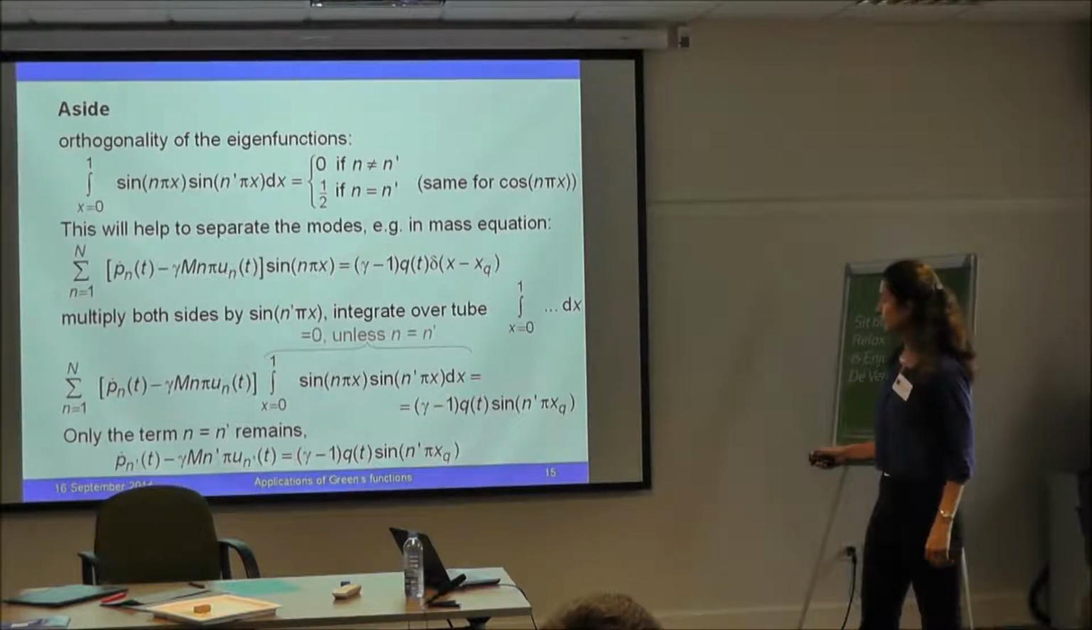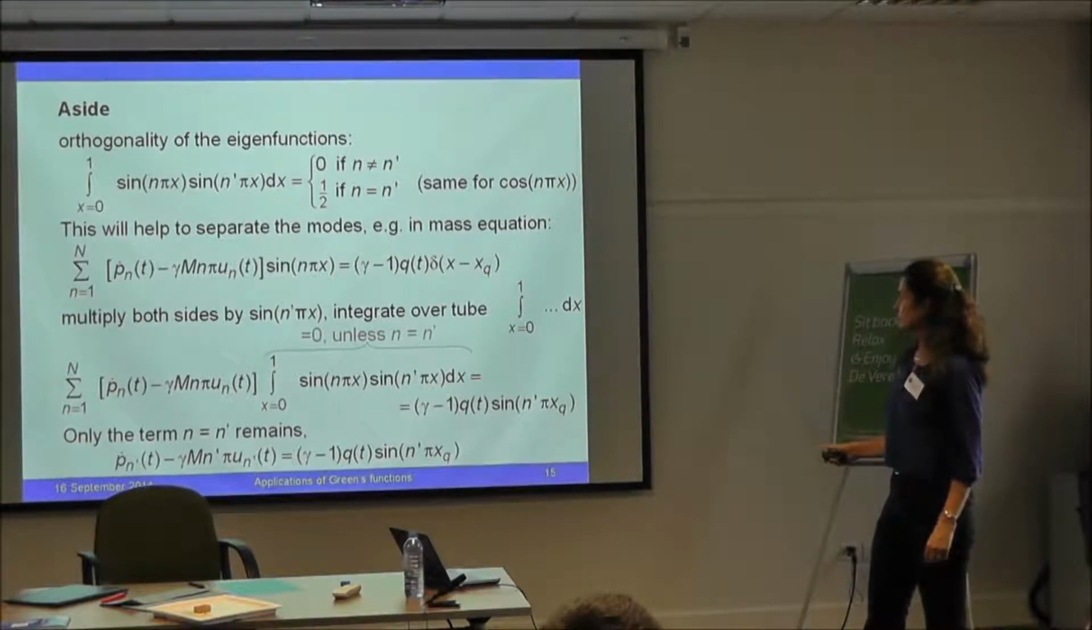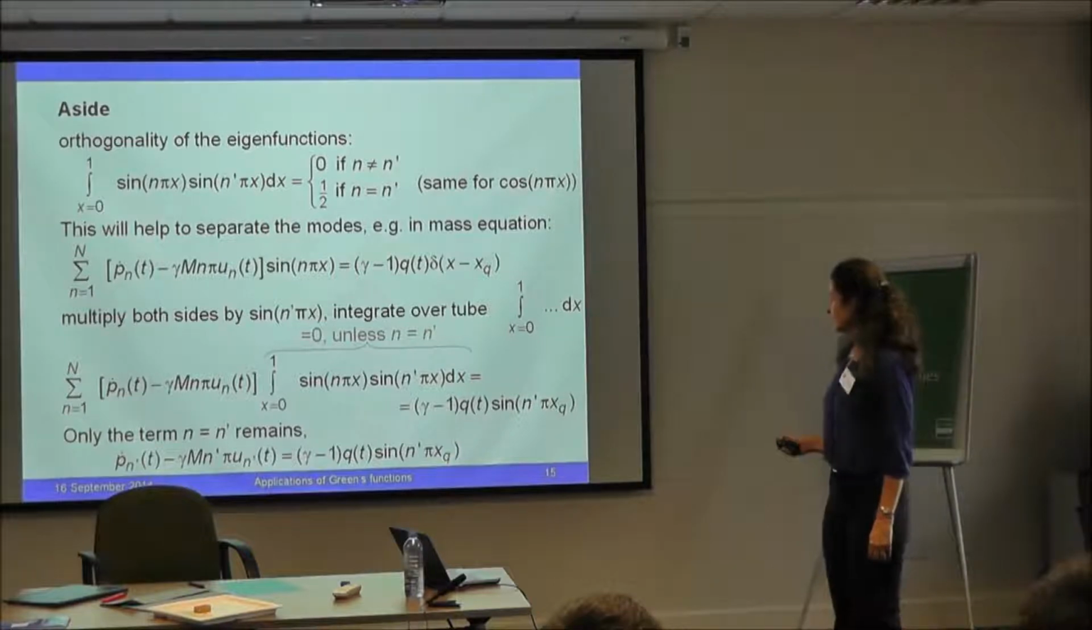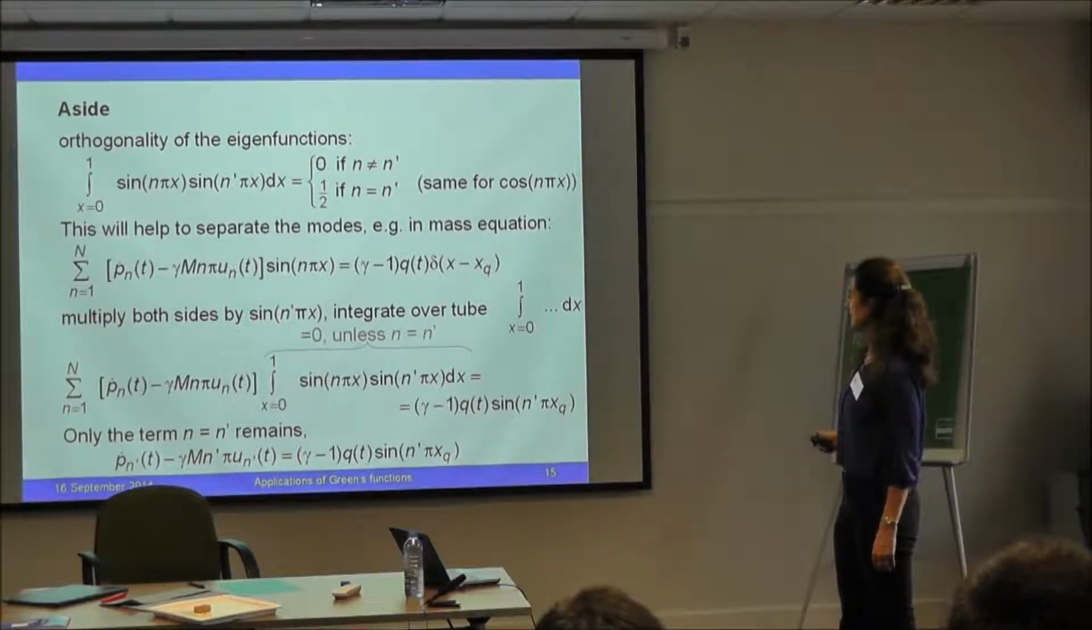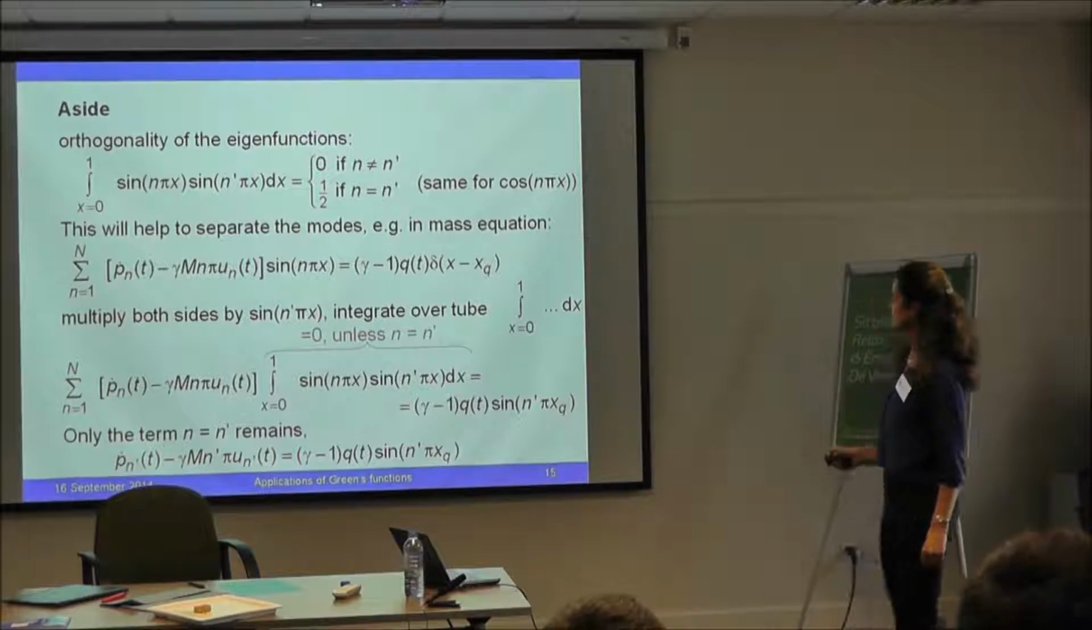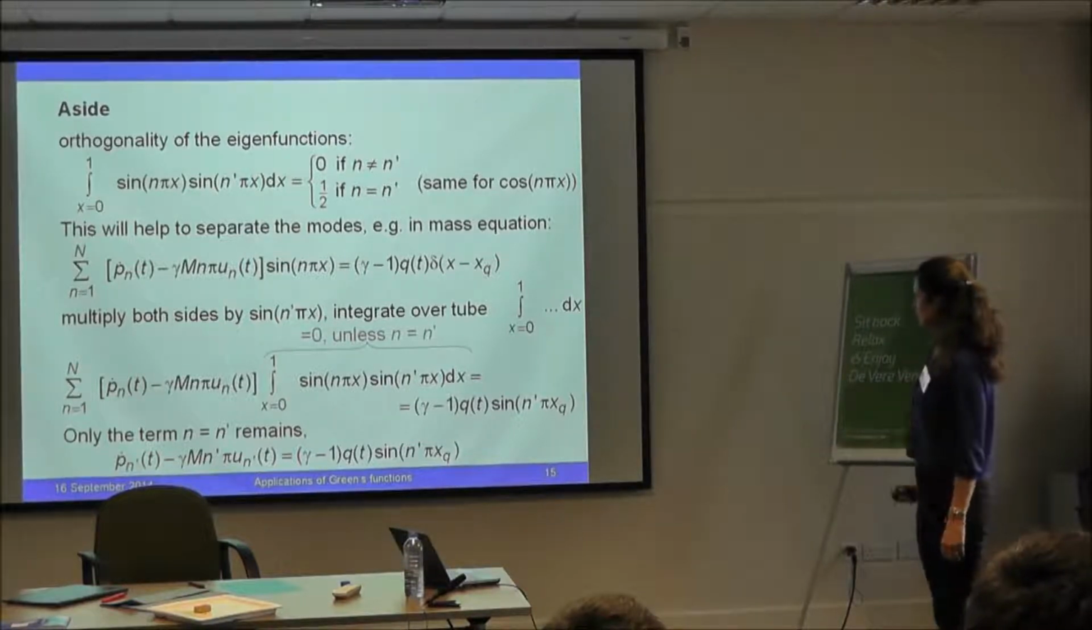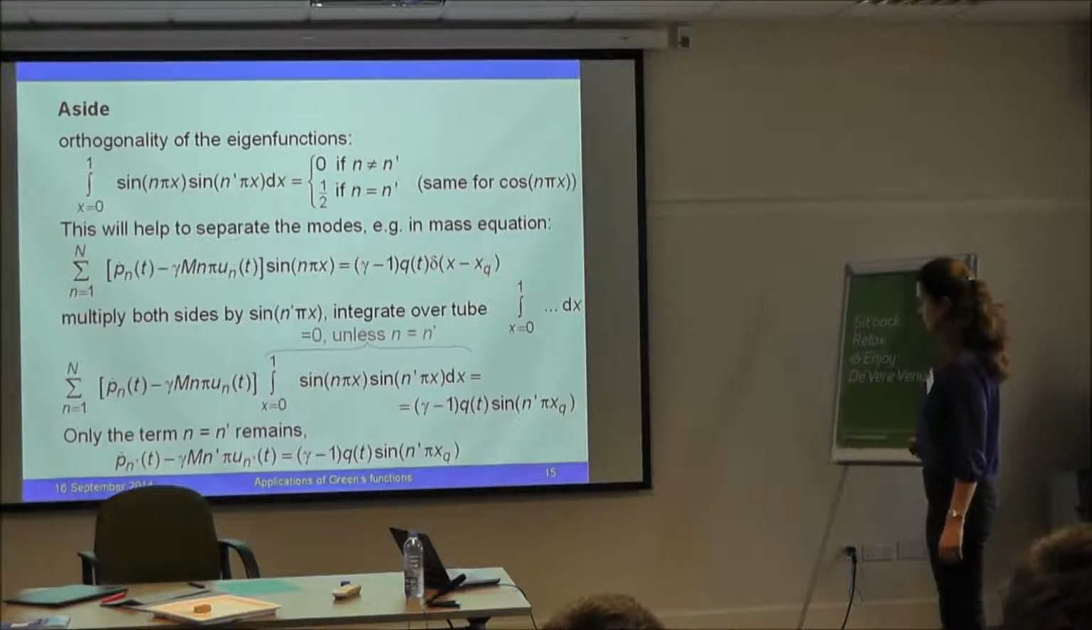This property, called orthogonality, helps with separating out the modes, and I'll show that here for the mass equation. This is the full equation with the modes all mixed in on the left. What you do is you multiply both sides by another eigenfunction, the one for mode n dash. So multiply the left and the right by sine n dash pi x. Then integrate over the length of the tube, and then you get this massive equation here, which continues here.